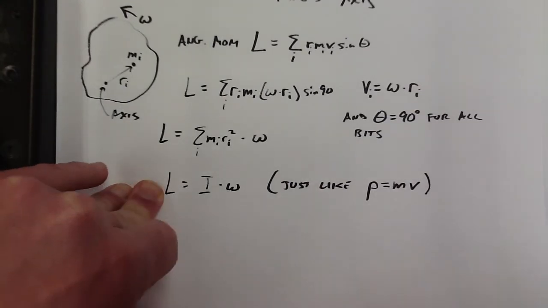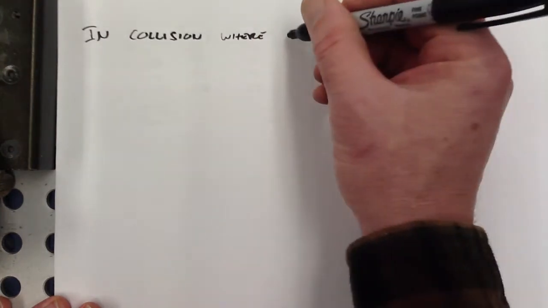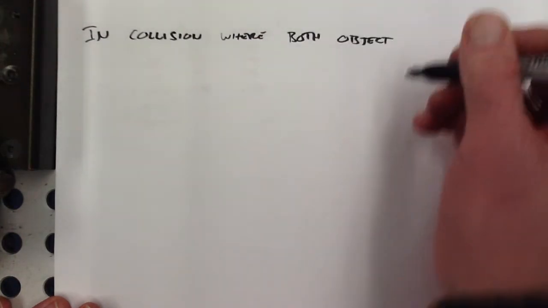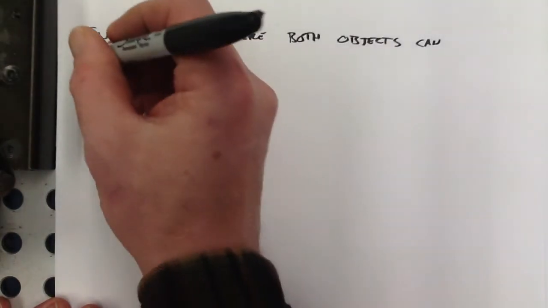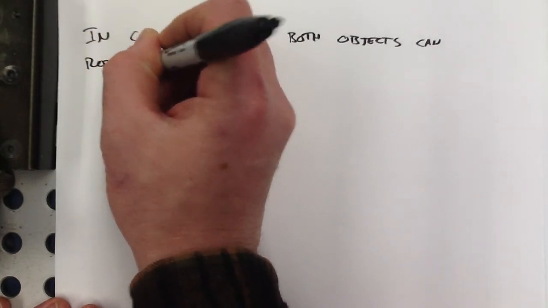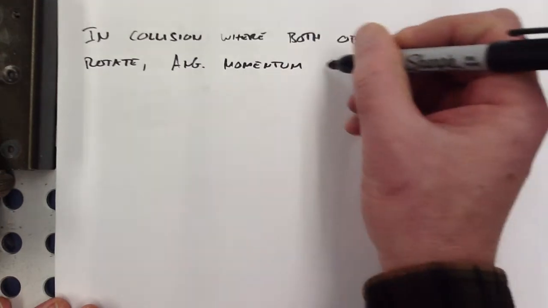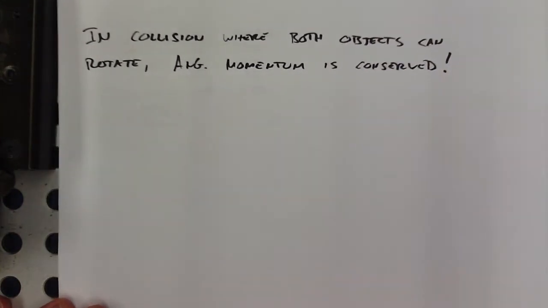Besides just calculating angular momentum, you might suspect that in a collision where both objects, one of the objects could be a particle, that's possible, we'll talk about an example of that in a minute, in a collision where both objects can rotate, they're both free to rotate, angular momentum is conserved. No big surprise there, right?